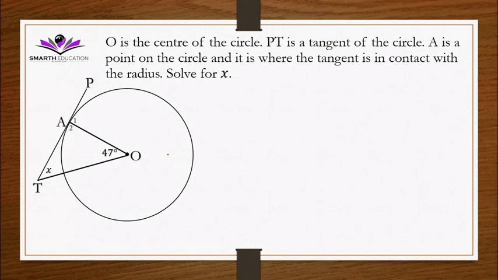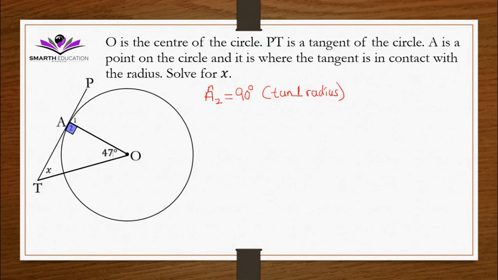Right now, so we say we have angle A2 there. Do you see angle A2? A2 is equal to 90 degrees. Why is angle A2 equal to 90 degrees? Because we're told that PT is the tangent. Tangent is perpendicular to radius.